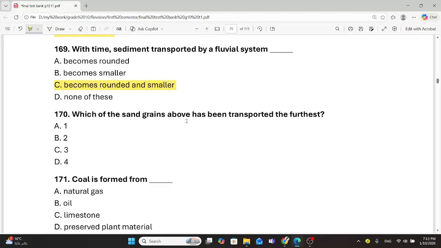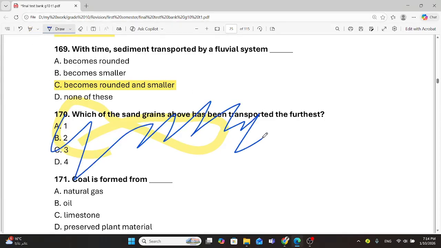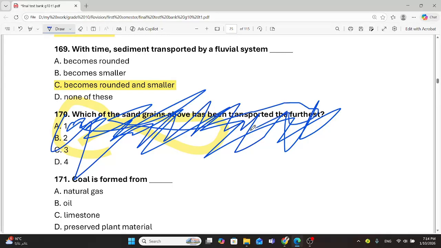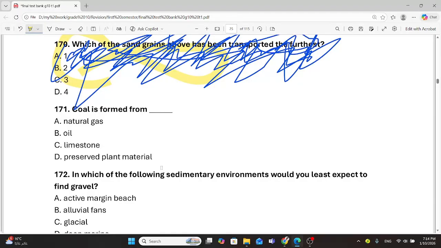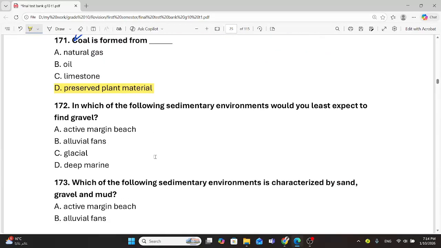طيب السؤال ده فيه غلطة، إن هو المفروض يبقى فيه صورة. السؤال ده هيبقى غلط، بس في الطبيعي يعني هنختار الأكبر يعني لو في الامتحان، بس مش معتقد إن هو هيجي. The coal is formed from natural gas, oil, limestone, preserved plant material.